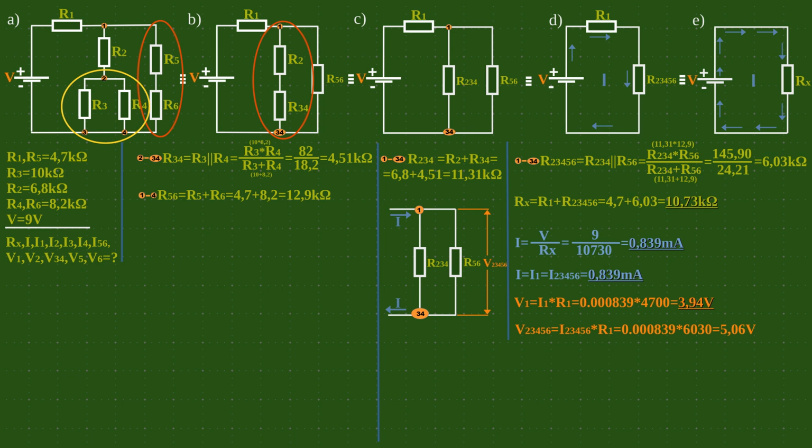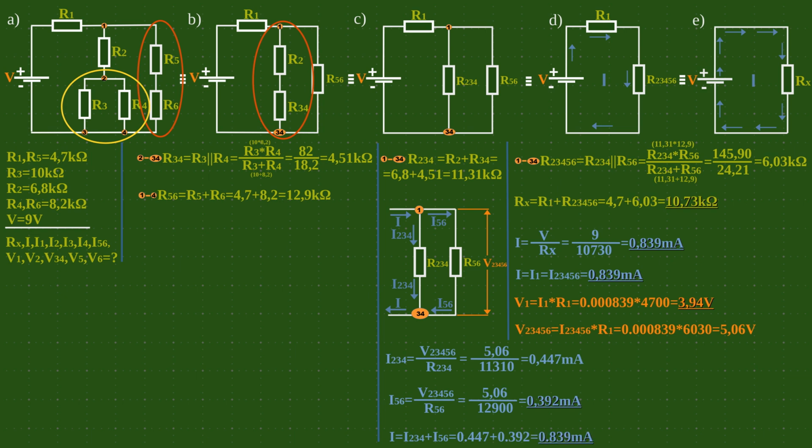We take another step back to diagram C. Note that the current I is divided in node 1 by the current I2,3,4, which we immediately calculate, and on current I5,6. Since we know the common voltage V1,2,3,4,5,6, using Ohm's law, it is easy to calculate them. We still check if we have calculated the currents well and move on to calculating the voltages V5 and V6 as follows.